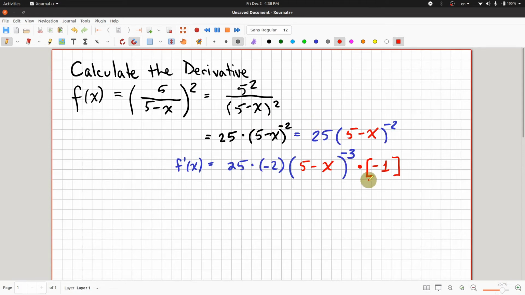So that is our derivative. Let's resolve these minus signs. If I have a minus 1 times a minus 2, that's a positive 2. So here we're going to have 50 times 5 minus x to the negative 3. So that will be 50 over 5 minus x, the quantity cubed, is another way of writing that.